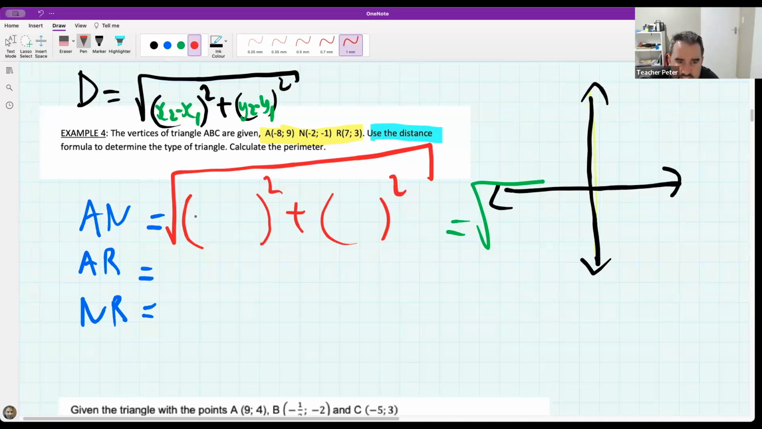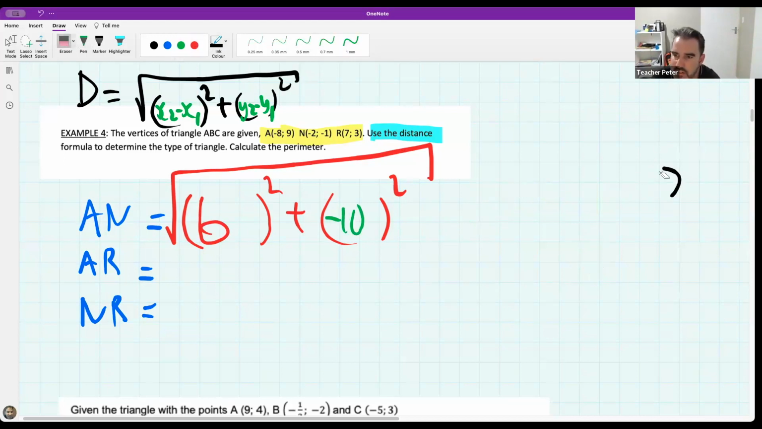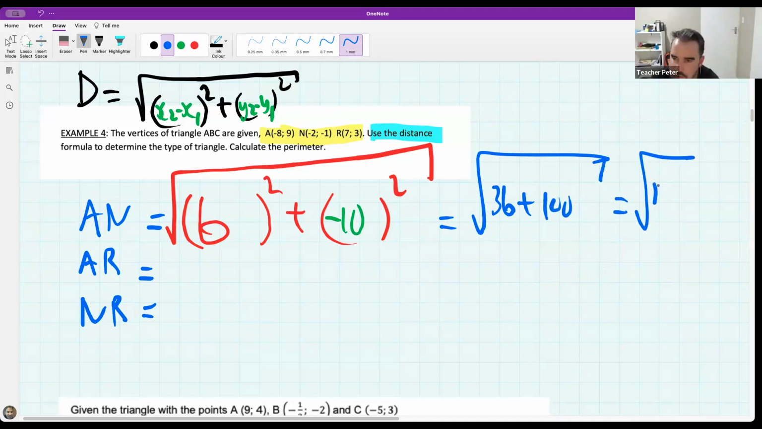So AN would be -1 minus 8. No, sorry, let me start with the x's. -2 minus 8, so that's going to be 6. And then -1 minus 9, so that's going to be -10. So when I actually get an answer, that is going to be 36 plus 100, which is going to basically be the square root of 136.